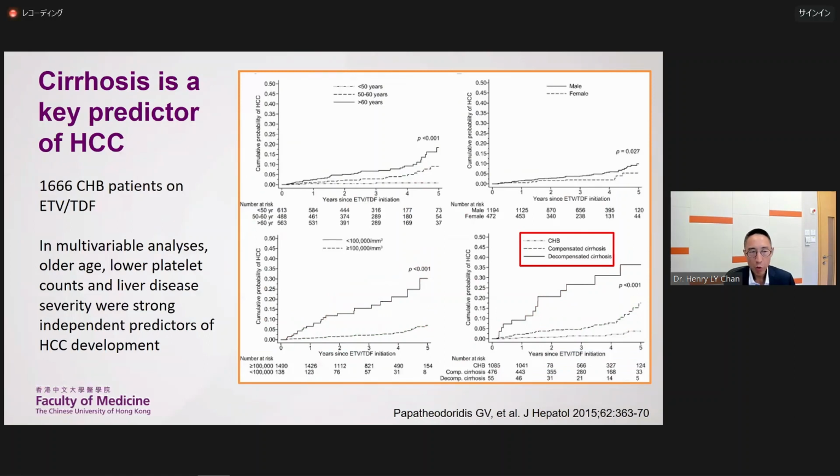However, when we go back to the original paper that derived the PAGE-B score, in fact, they included 1,666 patients on entecavir or tenofovir. On a multivariate analysis, 4 factors pop up instead of 3. So these 4 factors are age, gender, platelet count, and the last factor was actually liver cirrhosis. And liver cirrhosis was also a very important risk factor in this data set.